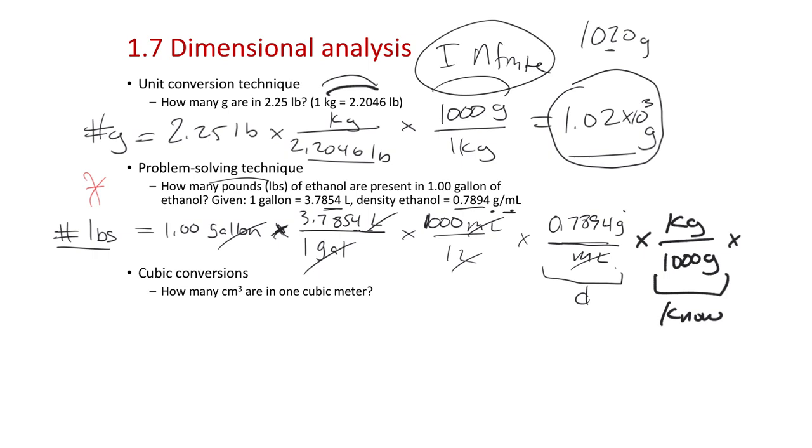Okay, and so our last conversion factor is 1 kilogram is 2.2046 pounds. And so that's our final step. So what's our math here? We're going 1 times 3.7854 times 1,000 times 0.7894, and then we're dividing by 1,000, and then multiplying by 2.2046. And so the gallon of ethanol is approximately 6.59 pounds.